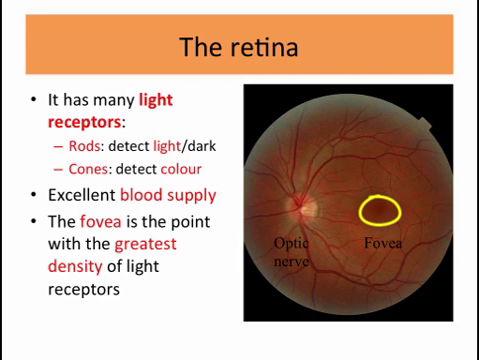Now, the fovea is the point with the greatest density of light receptors, so you can think of it as kind of like directly behind where your pupil is. It's got many different light receptors which allow you to have a very good quality, clear image if you're looking directly at something.